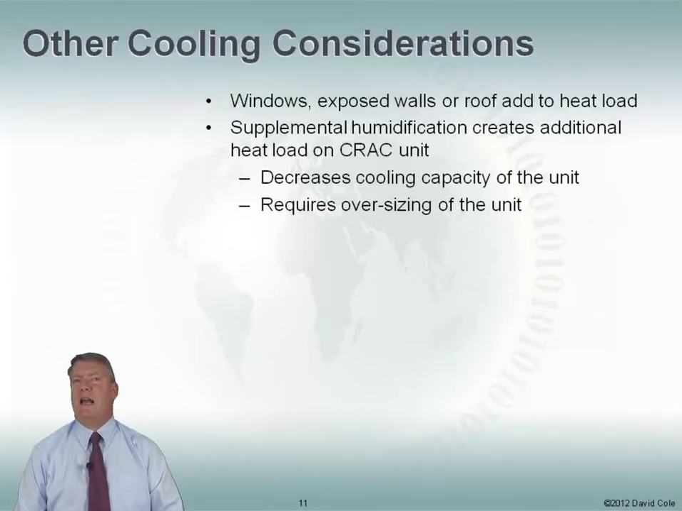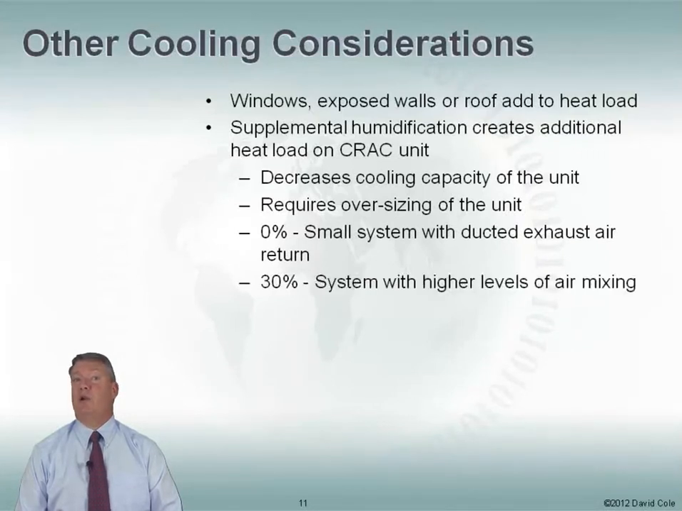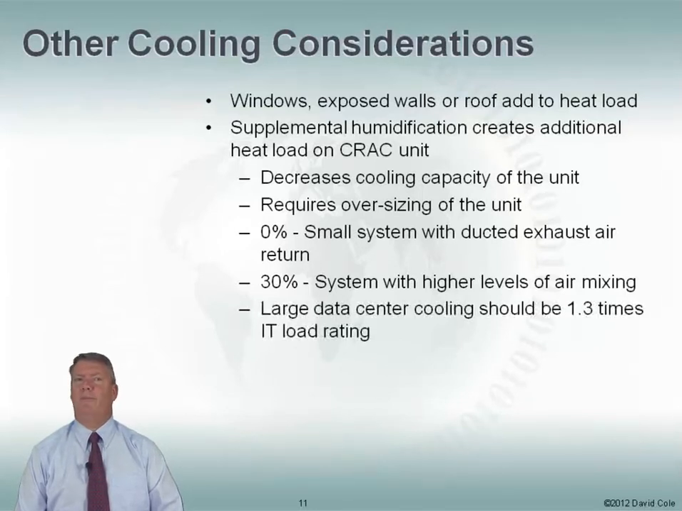So it decreases my overall cooling capacity of the unit, and it may require me to oversize that. So even though I said I needed 108 kilowatts, if I have to do a lot of humidification, maybe I'm going to up the size of my system. So 0% for a small system with ducted exhaust air return, up to 30% with systems with higher levels of air mixing. So a lot of it depends on how much air mixing you've got as well.